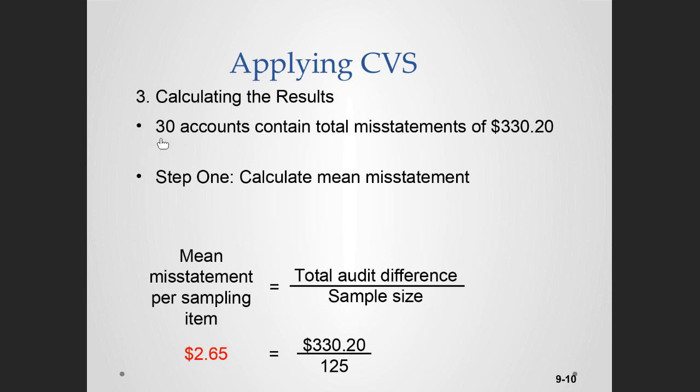We find that 30 of those 125 accounts contain a total misstatement of $330.20, meaning we have some customers with a positive error, some customers with a negative error. So we could have a positive $200 error, right? We could have a negative $150 error. We could have a positive $75 error, right? We could have a negative $300 error. So the error could be both ways.